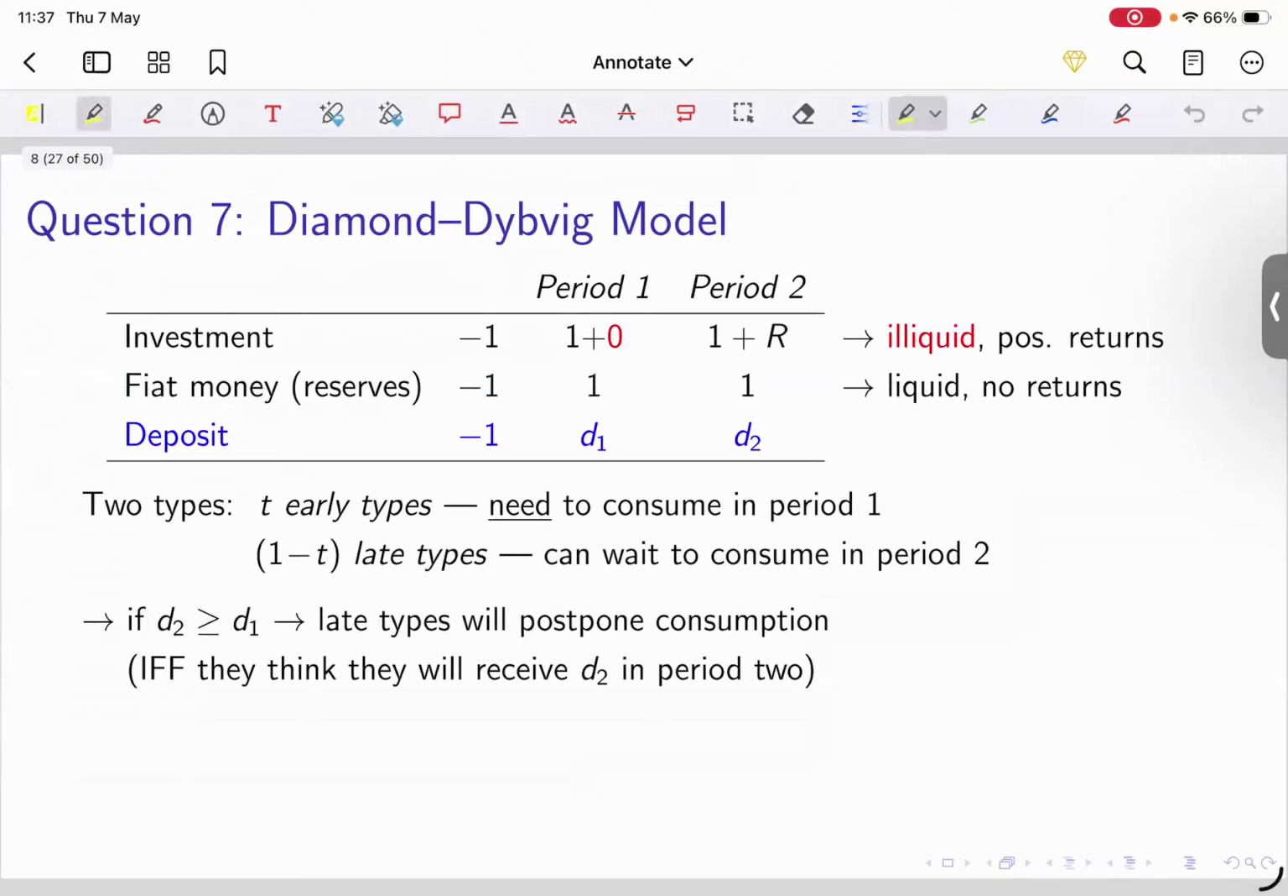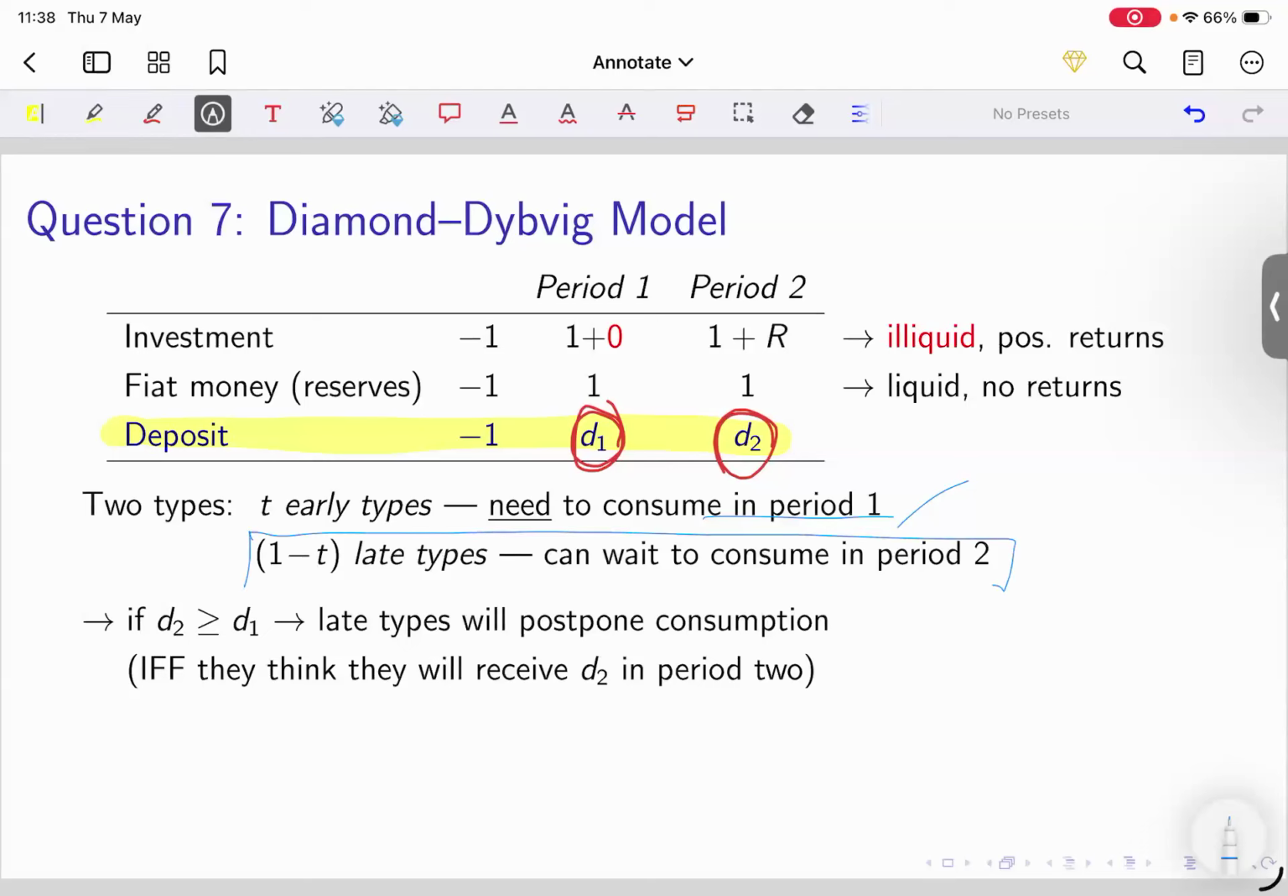A third option to investing or just keeping your money is to deposit to the bank. Specifically, you deposit $1 today, in period 0, and then you can either decide to withdraw D1 in period 1 or D2 in period 2. So a comment here: as we said, there's no uncertainty about the early types. The early types will consume in period 1. This is certain. The late types might wait until period 2, and you want this to happen.